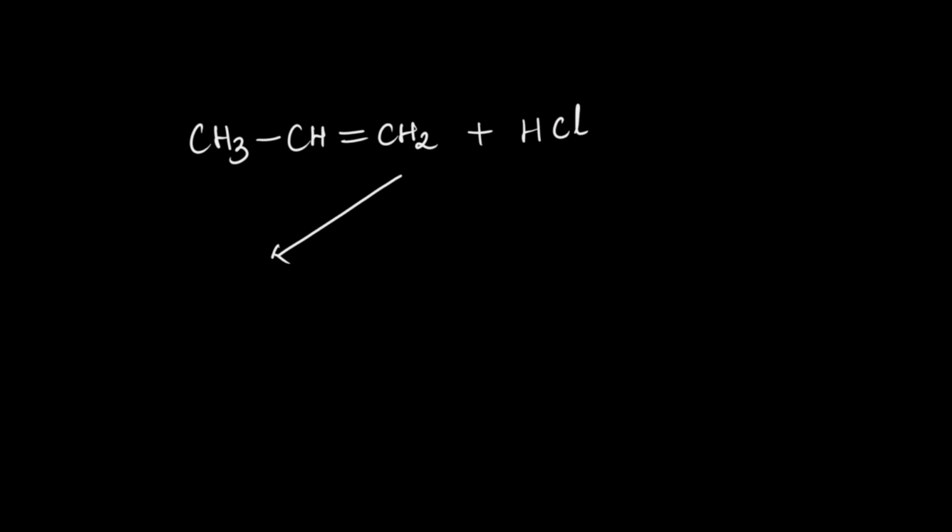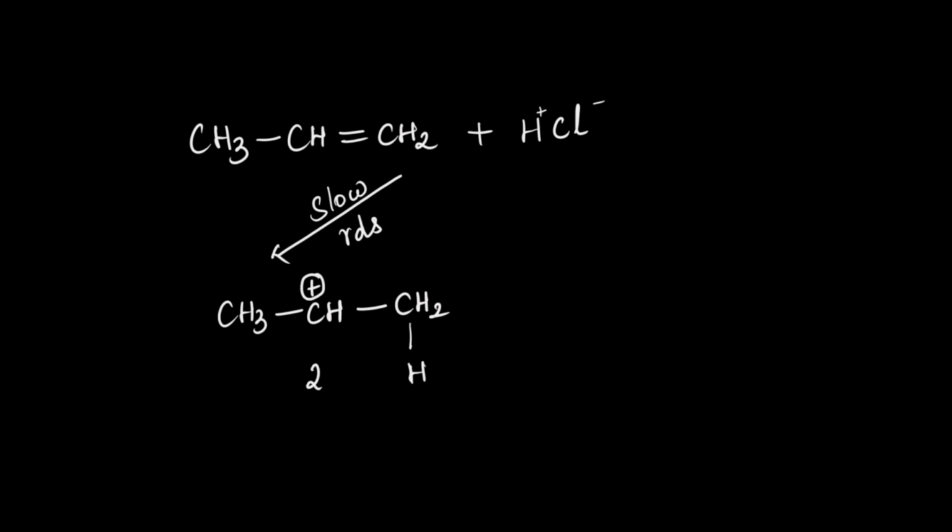First, it can undergo a slow step, which is the rate determining step, to give an intermediate like this. So the double bond breakage will happen and H plus will get joined to this carbon. This can be one of those intermediates, which is a secondary carbocation.